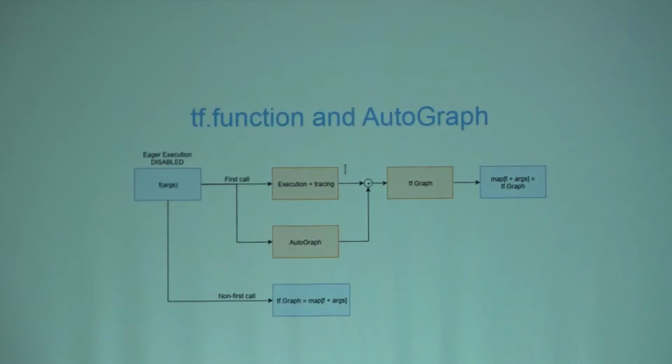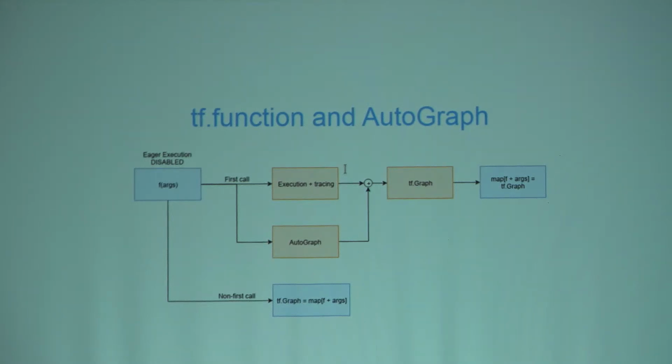So, we can see what happens in practice when we apply this decorator to a function. What happens is that we create a new context. In this new context, the eager execution is disabled. And then on the first call, two things go on in parallel. The first one is the execution of the function as is and the tracing of the execution. So we are observing what's going on when the function in eager mode is executed for the first time.